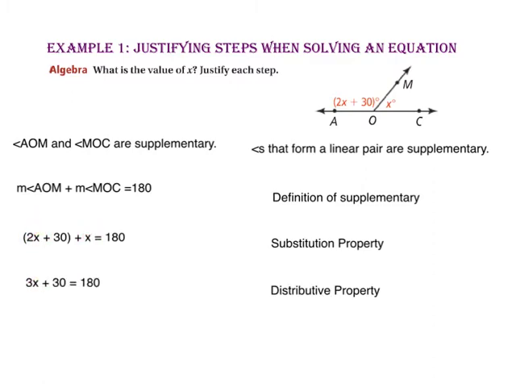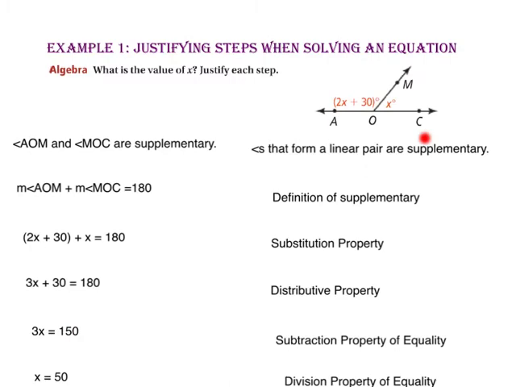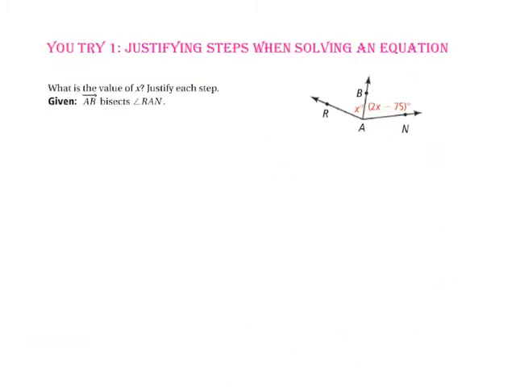Let's use the subtraction property of equality to subtract 30 from both sides. And finally, we'll use the division property of equality and divide both sides by 3. So these are the reasons why x equals 50. Pause the video and do your try number 1.